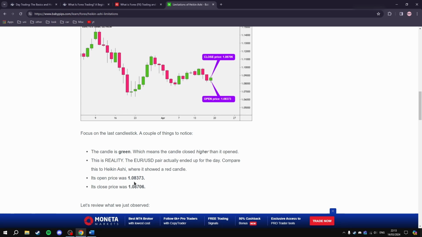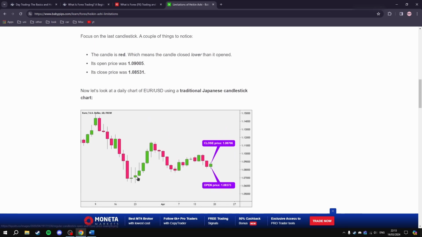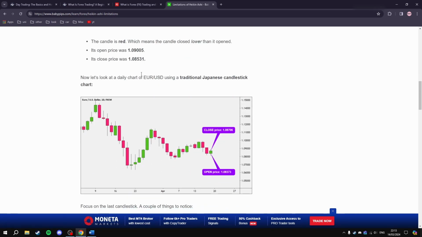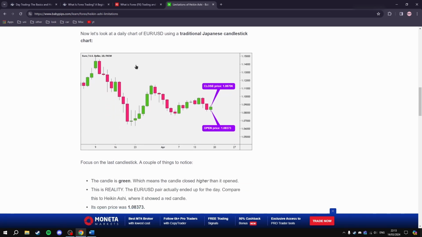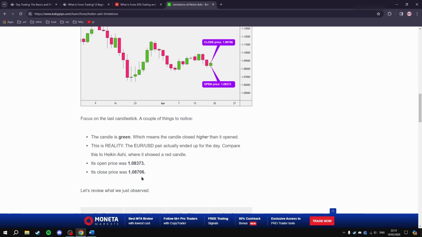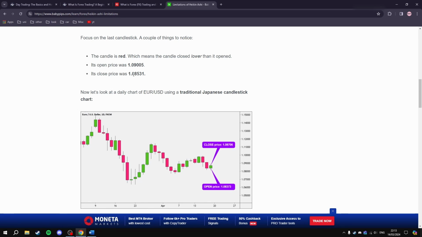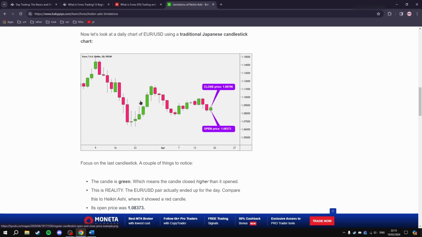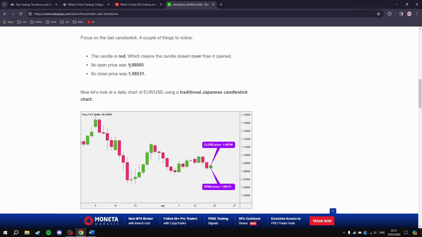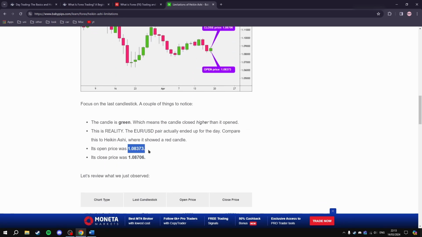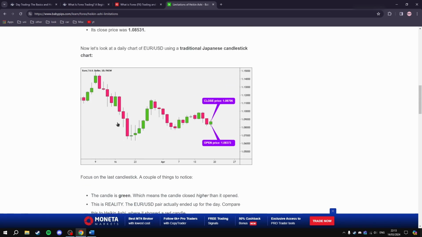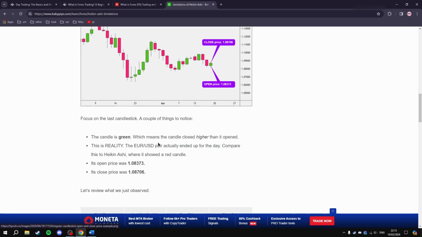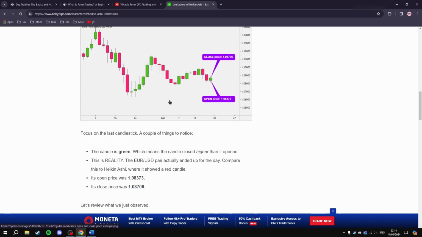Its open price was 1.08373. So the Heikin ashi said 1.09005. Its close price was 1.08706. And for the Heikin ashi it says 1.08531. So the Heikin ashi's opening price was higher than the reality opening price, and the Heikin ashi's closing price was lower than the reality's closing price.